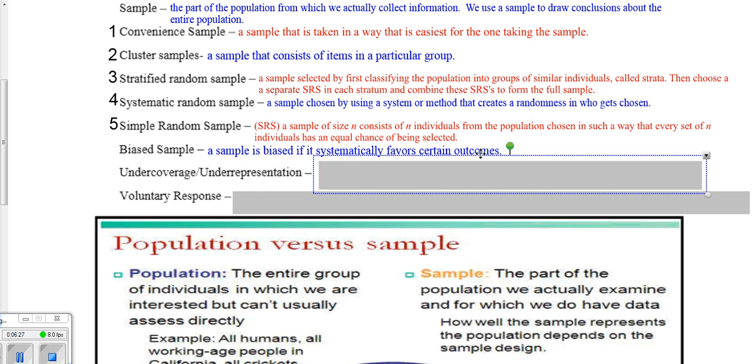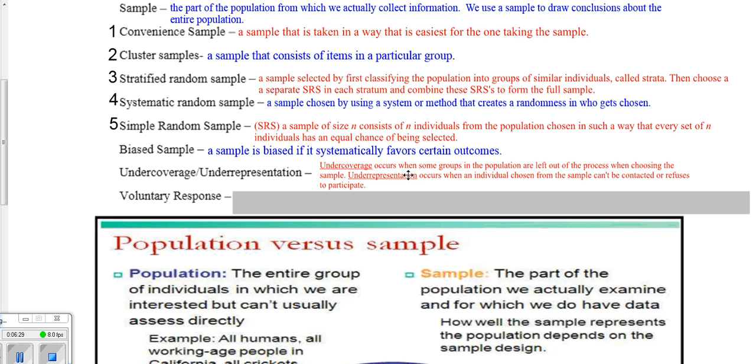Undercoverage or underrepresentation. Undercoverage occurs when some groups in the population are left out of the process when choosing the sample. So undercoverage would be like we weren't able to choose any juniors or any seniors when we were trying to look at all of the high school. That would be undercoverage. That whole group is left out. Underrepresentation occurs when an individual chosen from the sample can't be contacted or refuses to participate. So one person wasn't able to get their data into the whole sample there.